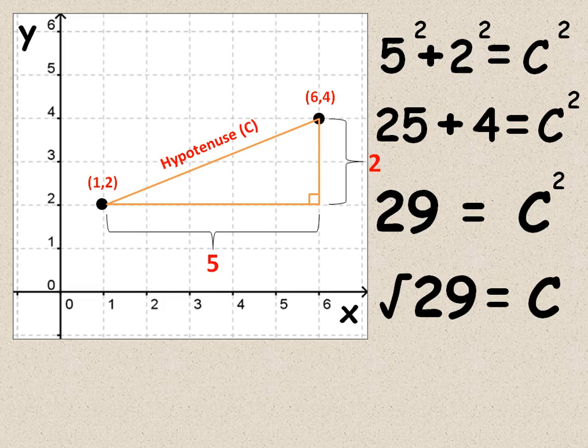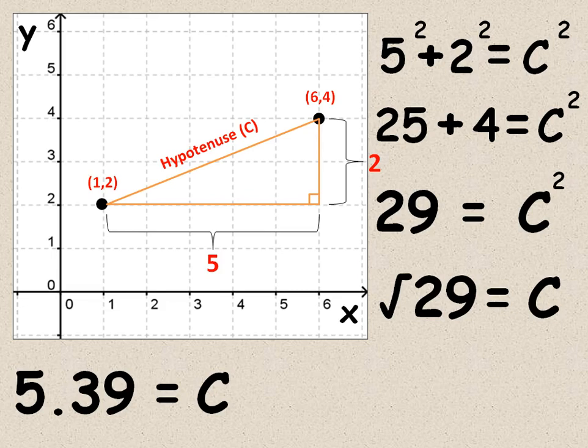But if you would like, you can use a calculator and get a good approximation and then round it to, say, the nearest hundredth, which is what I did over here, or 5.39. Now it's important to remember that that is not what c is. C is the square root of 29, and the square root of 29 is irrational.